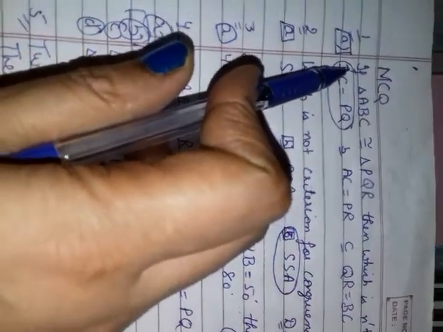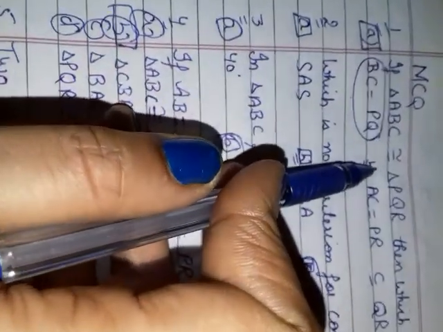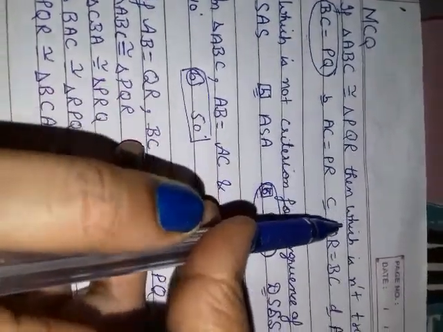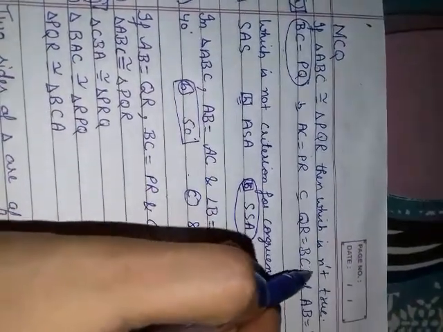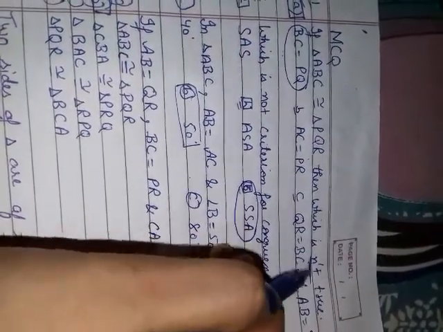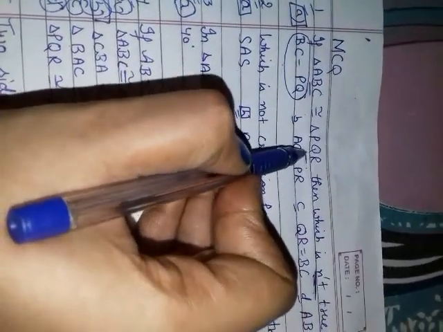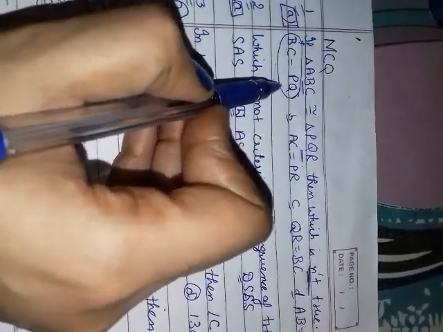Now we will discuss some MCQs. First MCQ is, if triangle ABC is congruent to triangle PQR, then which is not true? I told you in the concept, if two triangles are congruent, then their corresponding angles and corresponding sides will also be equal. But you have to see which is not true. First one, BC is the second and third in the first triangle, and here you want Q and R, but PQ is given. So the first one is not equal.